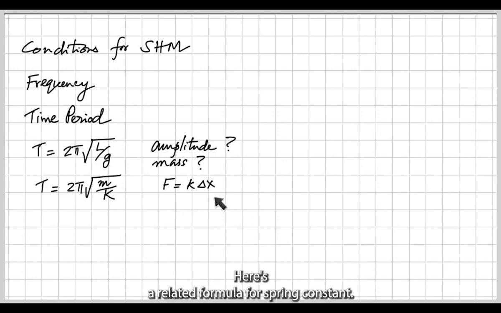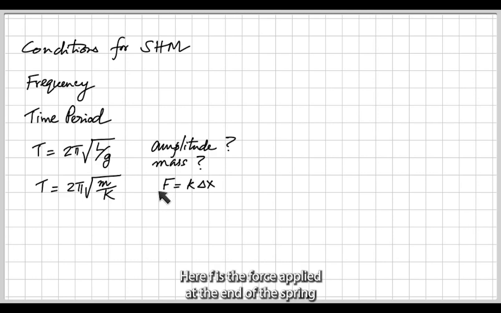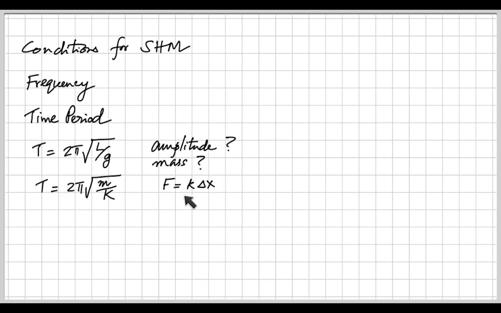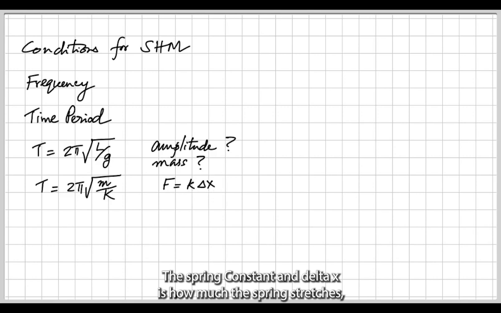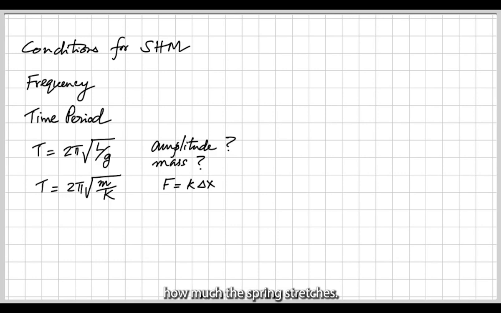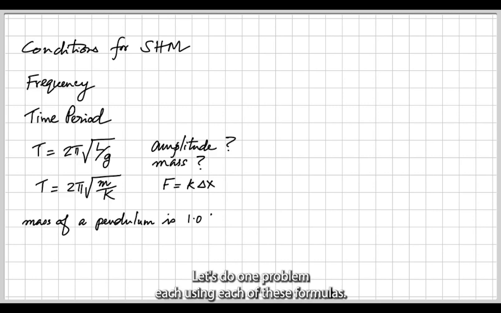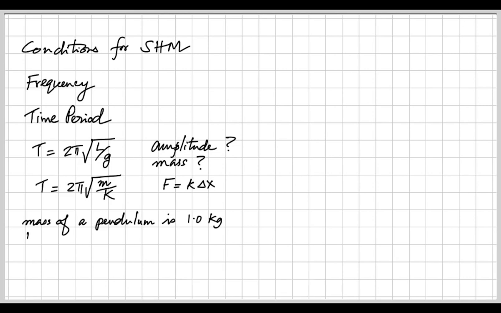Here is a related formula for spring constant. Here F is the force applied at the end of the spring. K is the spring constant and delta X is how much the spring stretches. So again, we'll come back to this formula later to work out one problem. Or let's just do it one at a time. Let's do one problem each using each of these formulas.